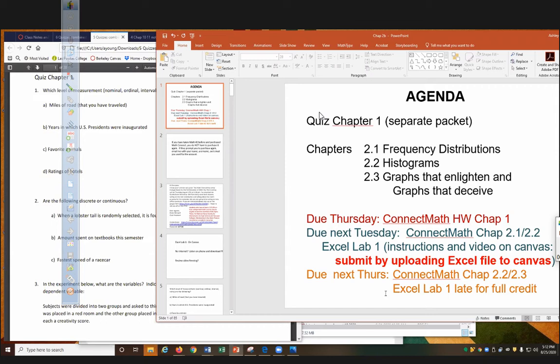So like your internet goes down, or your computer is not working, or electricity is out, or something happens. So it's due on Tuesday. However, you can turn it in late on Thursday for full credit. So you can still get full credit on Thursday. It will be late, but still full credit. But it's officially due on Tuesday.